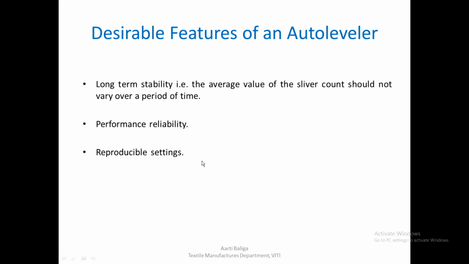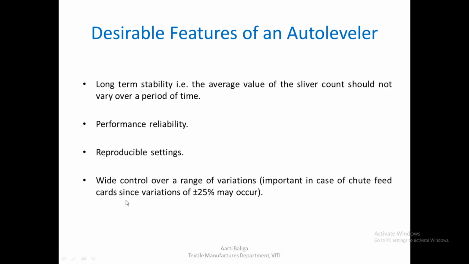The settings that are there should be reproducible, and there should be a wide control over a range of variations, and it becomes important in the case of a shoot feed system cards, where a variation ranging from plus to minus 25% can be expected. And this kind of variation for correction means that the auto leveler should also have a wide control over the range of variations that it may be fed with.